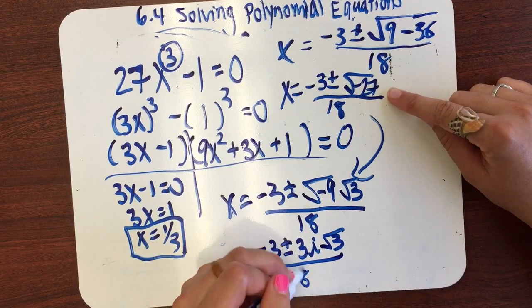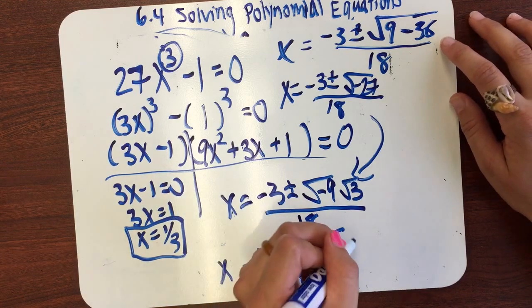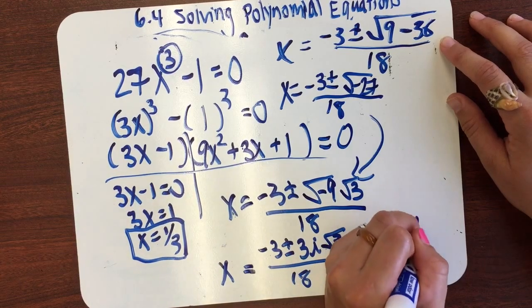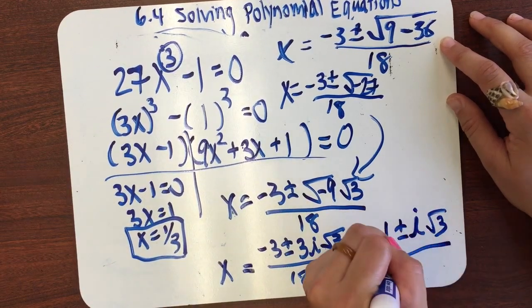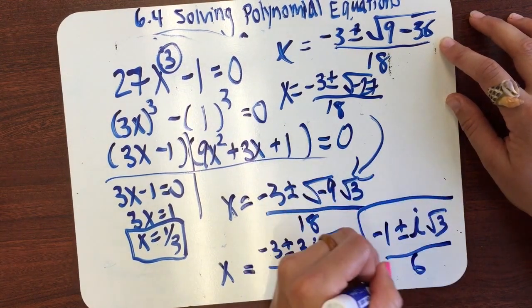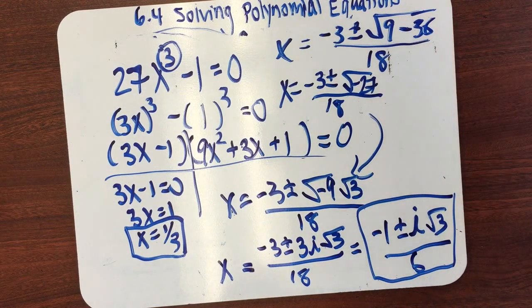And we could take a 3 out of all of these. So if we divide each term by 3, we'll get negative 1 plus or minus i square root of 3 all over 18 divided by 3 is 6. So this is 2 answers because of the plus and minus of it.